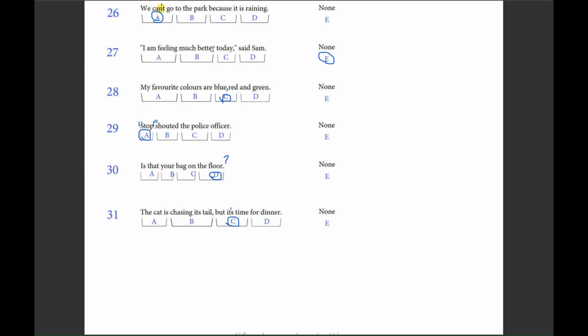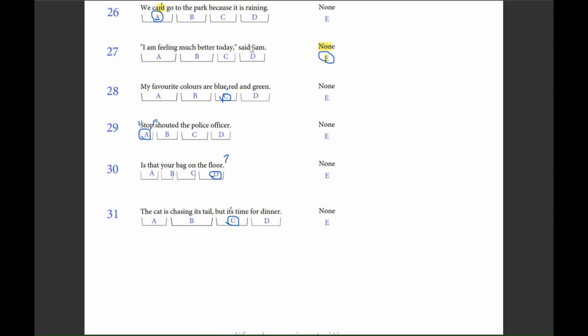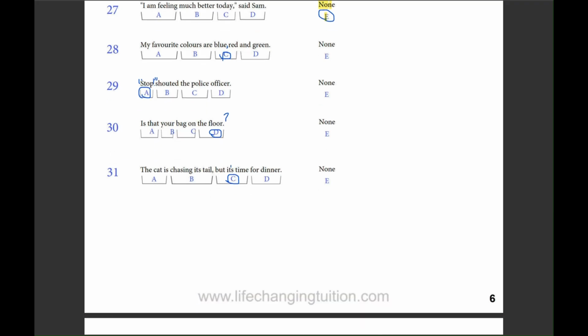Finally, question 27. Check the punctuation in "I am feeling much better today," said Sam. Your choices: A, I am; B, feeling much better; C, today, said; D, Sam; E, none. The "why not" confirms that A through D are all correct already. The correct answer is E, none. The explanation tells us that the quotation marks and comma placement are perfectly correct.